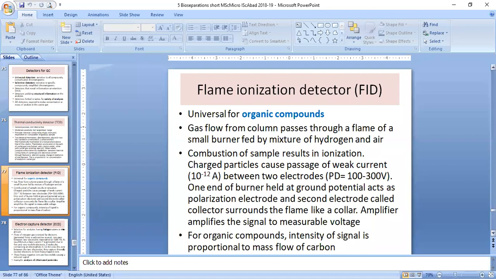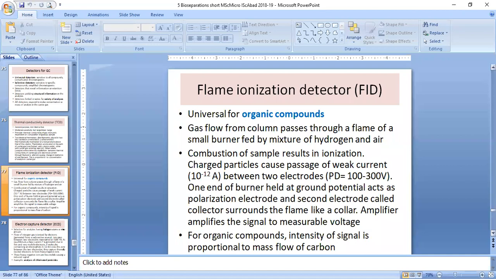Now that electric current is measured by, you can say, a coulometer. Or if it is a voltmeter, it will measure the voltage which is generated. So whichever way it is, either it could measure the voltage which is generated, that is, the potential difference between the electrodes can be detected, or the current which is passing through the electrodes can be detected by the detector. So essentially what is happening is that your organic molecule is burnt.